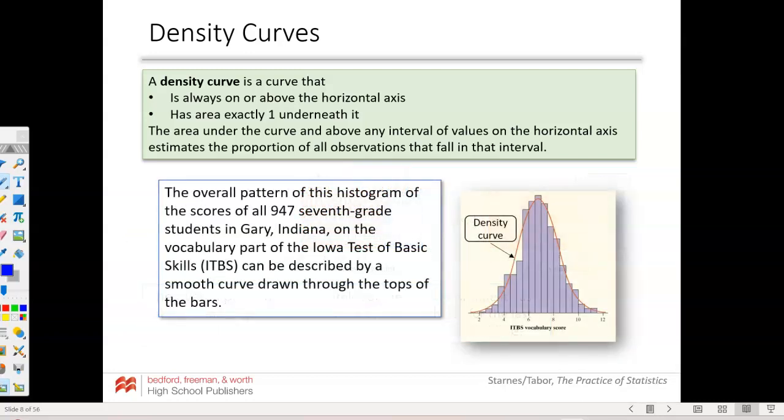Much more common is this, the famous one. This is the normal curve. A lot of data has this kind of look to it. We can do a lot of calculations if it does have this look to it.